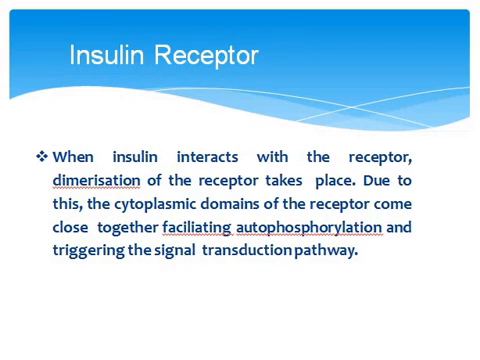What is insulin receptor? That means when insulin interacts with the receptor, dimerization of the receptor takes place. Due to this, the cytoplasmic domains of the receptor come close together, facilitating autophosphorylation and triggering the signal transduction pathway.